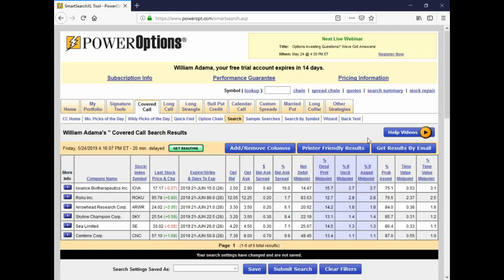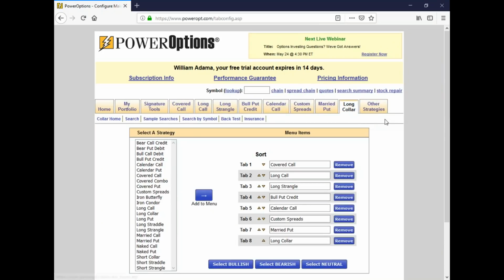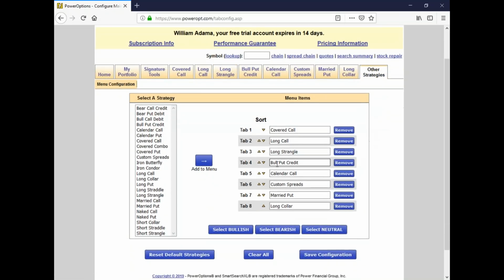Now, let's real quick here, I got another follow-up question that came in. And it says, you'd mentioned other strategies. What other strategies can you use this in? Well, I'm pretty sure the percent bid-ask spread is available in all the strategies supported here on PowerOptions. Whenever you want to restructure the main strategies you're viewing on your tab navigation system on your trial account or on your subscription, just click on Other Strategies. And of course, here we see the selection that we have. The choices I made over here, I should say, for my available 8 tabs. And over on the left, you see all the strategies that are supported.